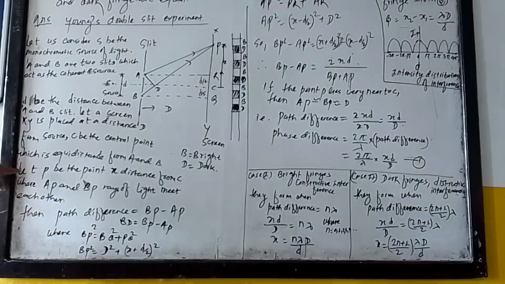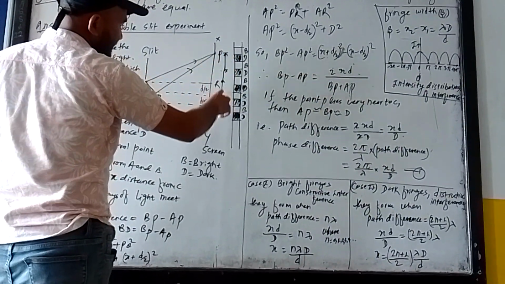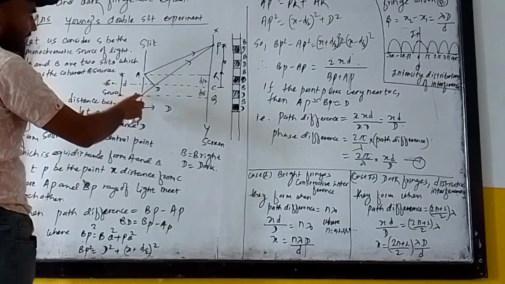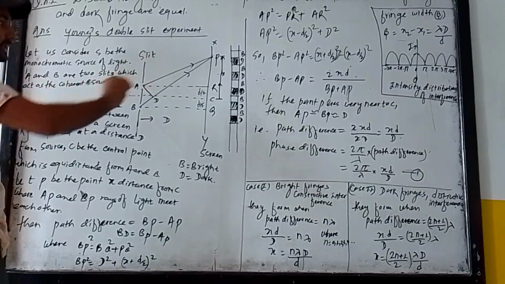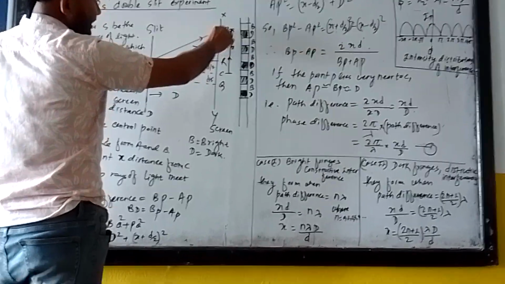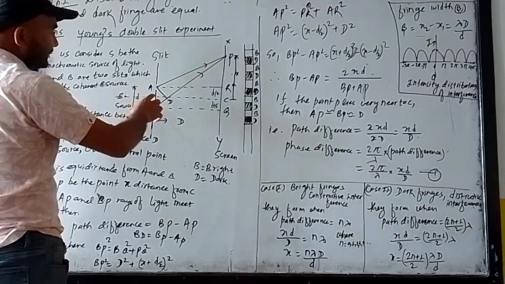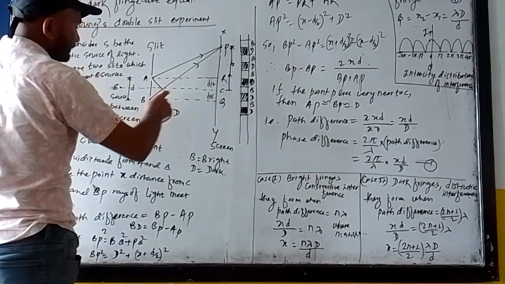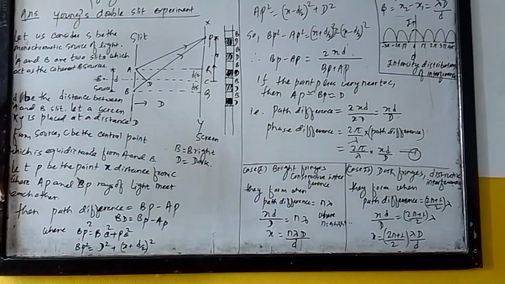Next, let P be the point at distance x from C at which the rays of light from slit A and slit B meet each other. When the rays reach point P and meet, their paths of travel are different. Comparing them, AP is not equal to BP, because the BP ray travels more distance than AP. So there we can see the path difference.